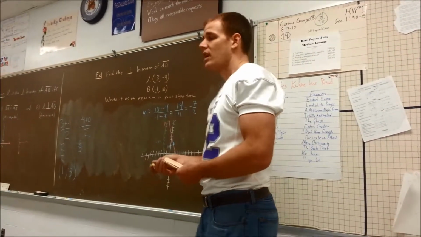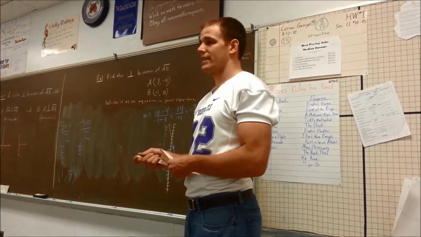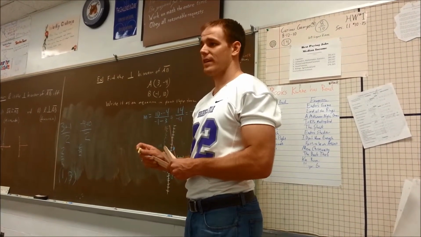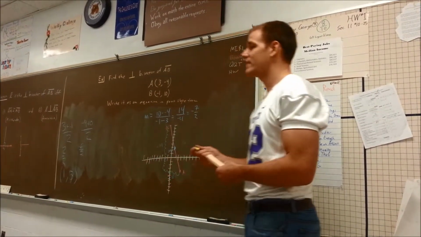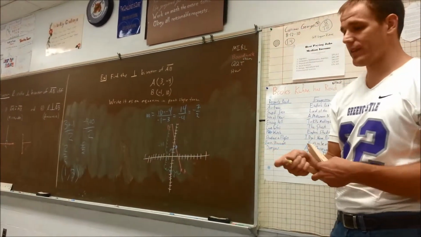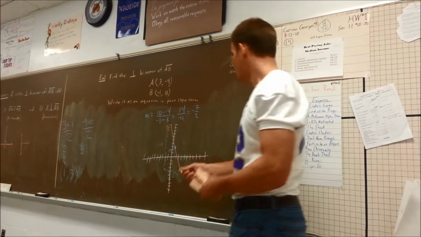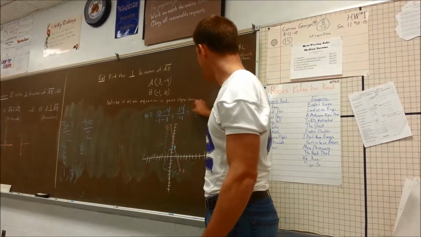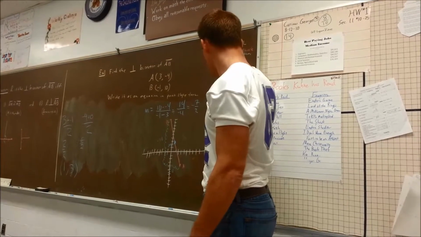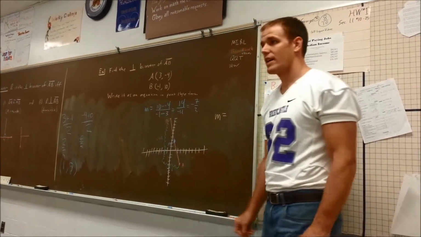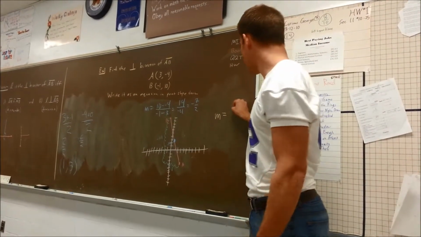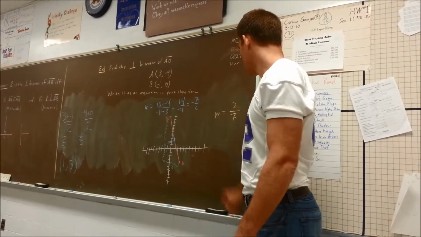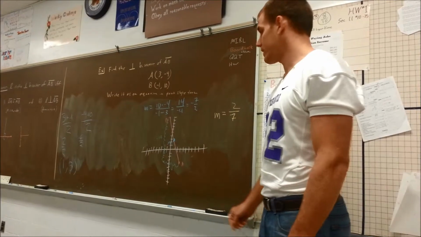Say it with me. The slope of a perpendicular line, fraction flip, then change the sign. Again, the slope of a perpendicular line, fraction flipped, then change the sign. So if the slope of this one is negative 7 over 2, what's the slope of our new line going to be? Everybody, 1, 2, 3. 2 over 7. 2 over 7, awesome. The slope of our new line is 2 over 7.